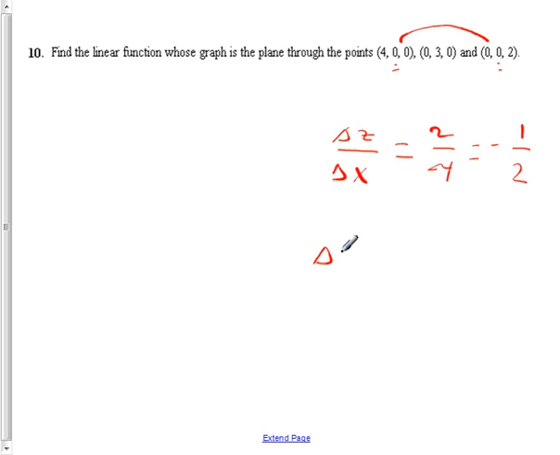And if I look for the change in z over the change in y, I need to find a point where my x values are fixed. So between the second and the third point, that's true. If we look at this second and the third point, my z value goes from 0 to 2, so it goes up 2. And my y value goes from 3 to 0, so down 3.